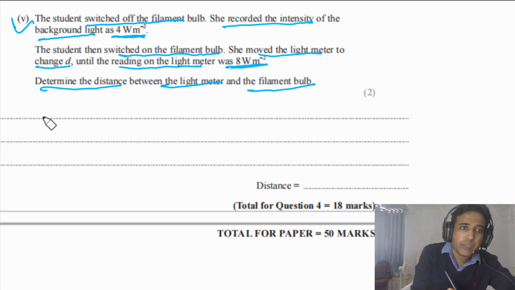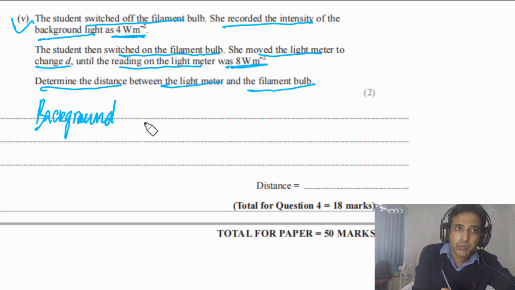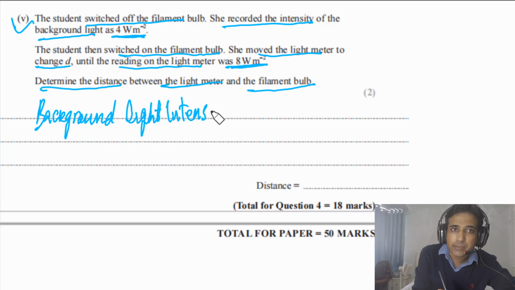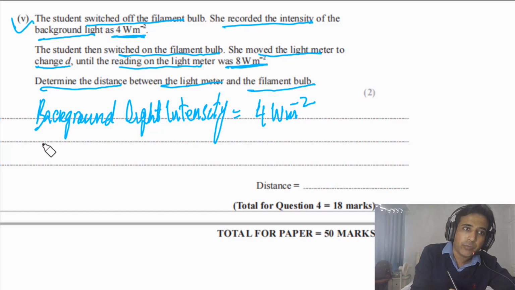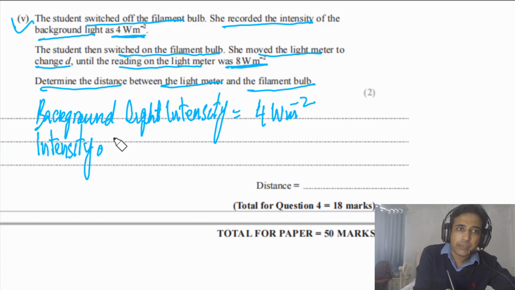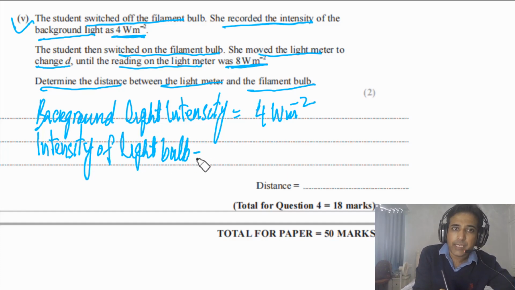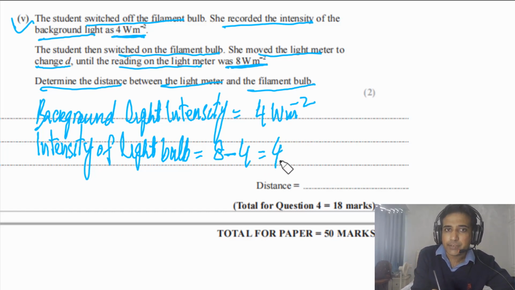In this case we have the background light intensity, that is 4 watts per square meter. So now we can write down the intensity of the light bulb. The intensity of the light bulb has to be equal to 8 minus 4. So that is equal to 4 watts per square meter.